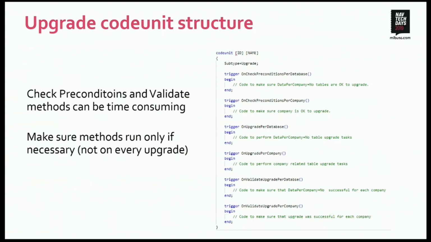Then the structure of the upgrade code unit: it has 3 types of triggers. It's exactly the same as the extension v2, right? We are checking preconditions on database, then we are running on upgrade triggers, and then in the end we are running on validate triggers. And per database is always going to run per company.